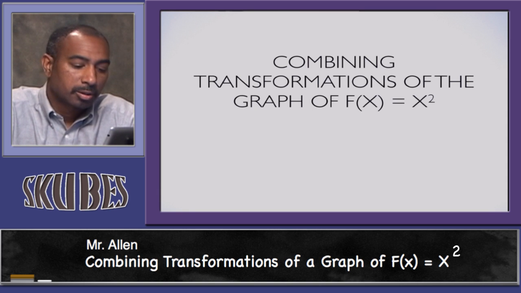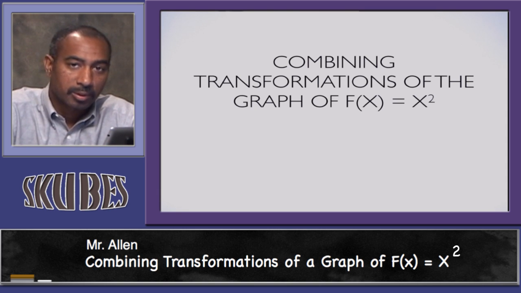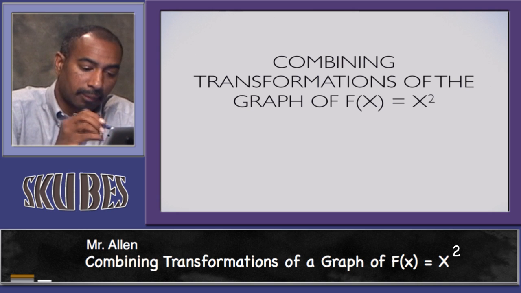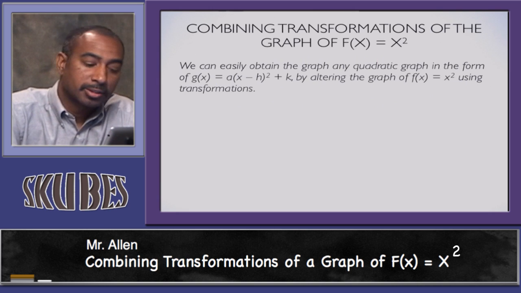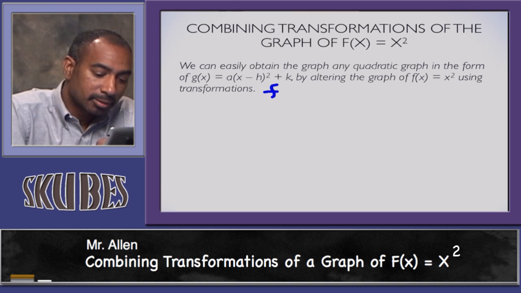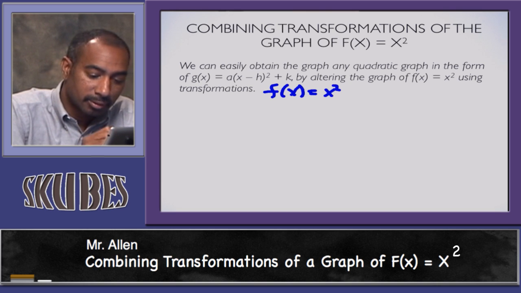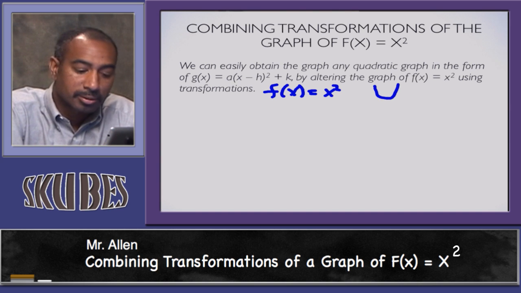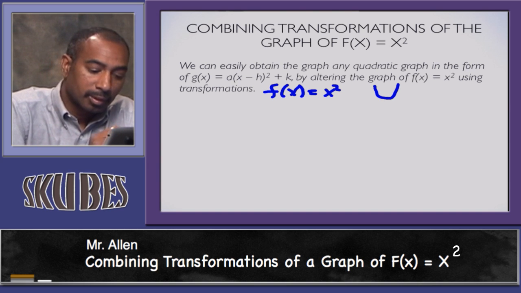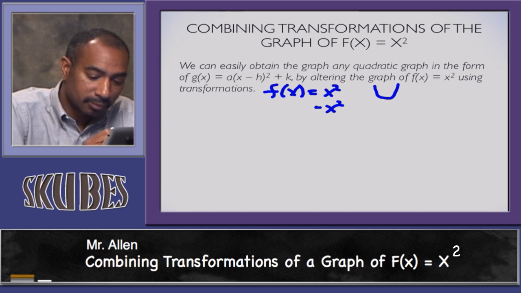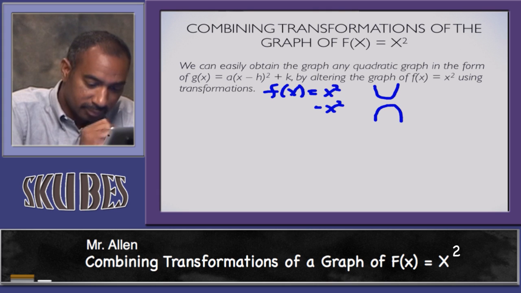Our today's lesson is on combining transformations of the graph f of x equals x squared. From the previous lesson, we know that f of x equals x squared is a parabola that has a U shape, where the axis of symmetry is the y-axis. And we know that when this is negative, it's going to have that shape.